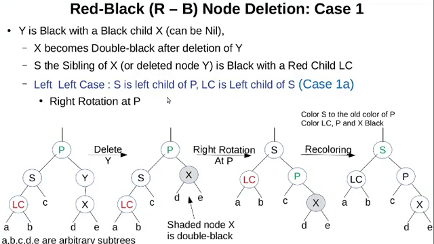Let's consider the left-left case where S is the left child of P and the red node LC is the left child of S. As noted earlier, a single right rotation at P is required. P is marked green as its color is not relevant in this discussion.